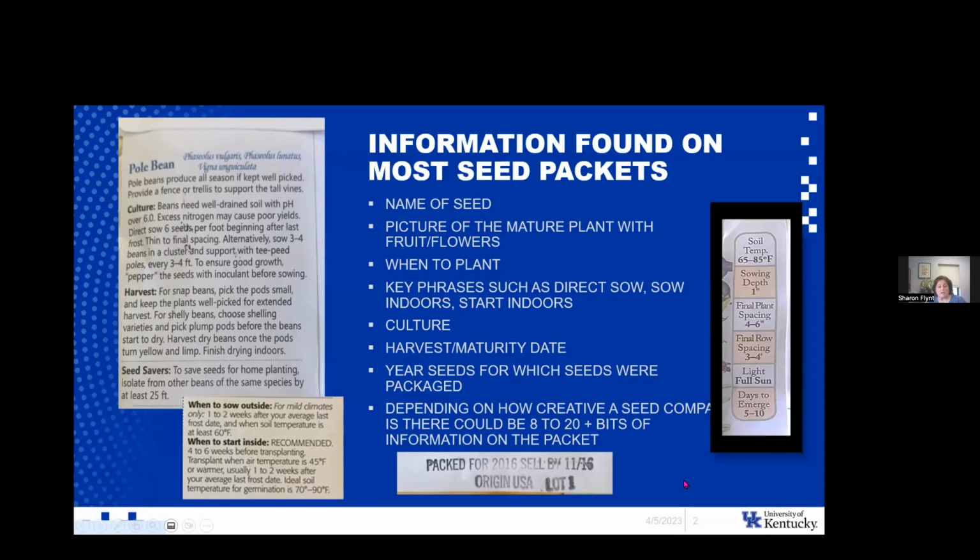Also, you'll see maturity dates, and then also you'll see down there a lot of times packed for, and you can see this one I clipped this off was 2016. That's not an expiration date. Generally, if you have seeds that are from years gone by and you've kept them dry and possibly in their original packet, depending on what kinds of seeds they are, you could still try to grow them. Now, you may want to add a few more seeds in the planting hole that you start, but generally you can still go ahead and use those seeds.